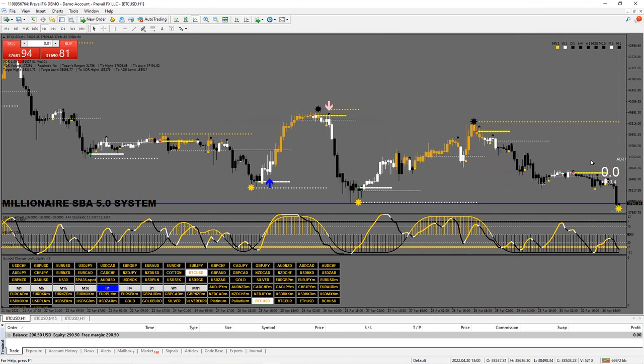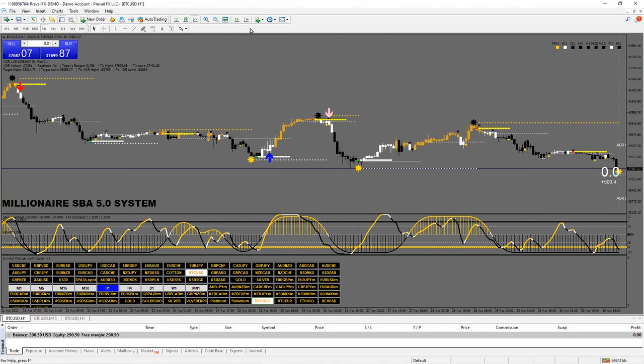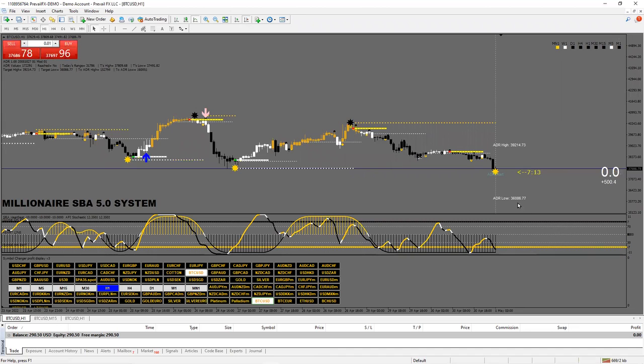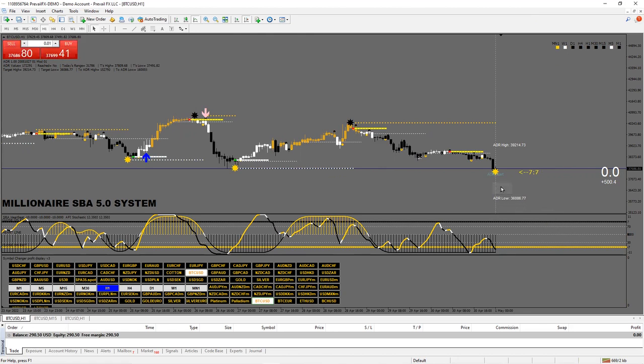And when I mean all the way down, if you go to the 1 hour, all the way down is here. That's the ADR low. So they're envisioning they're going to make this 500, 600 pips. And the institutions are laughing at them because they're going to kick them right out.